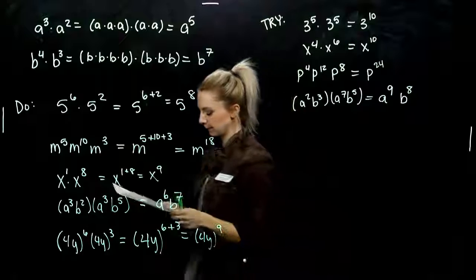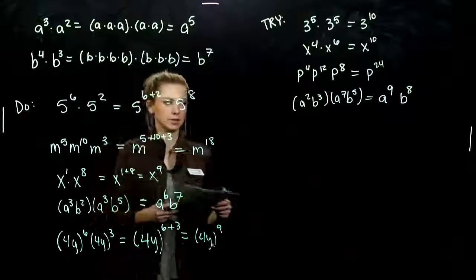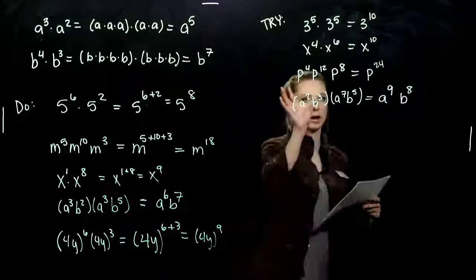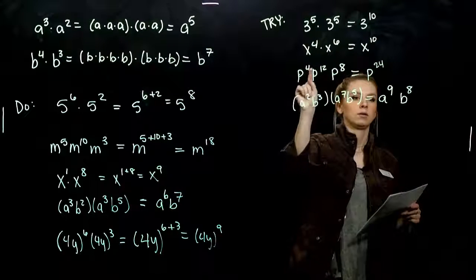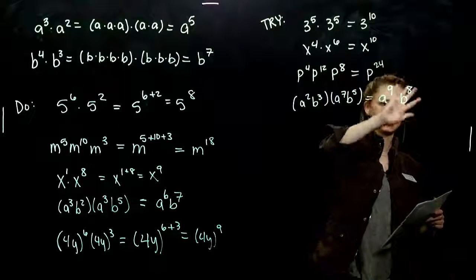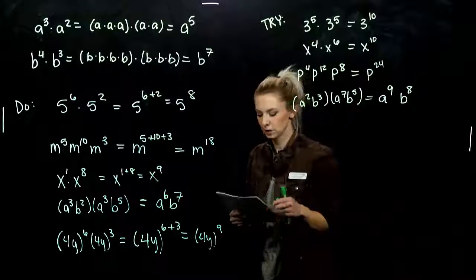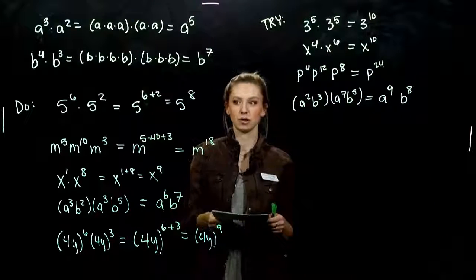All right. So that'll save us some time dealing with the product rule. Instead of having to write out P times P times P times P times B times C 12 times, 8 times gives us 24 altogether. So get comfortable with these rules. They're going to save you a lot of time.